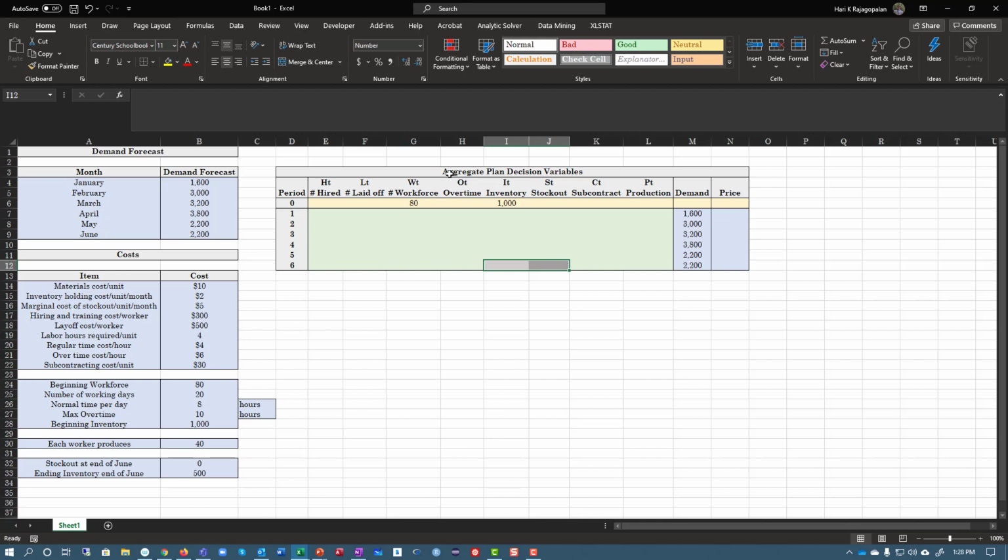So now we have set up the first part with the decision variables, and now we're going to start working on the constraints. All those equations you had, we're going to start working on them.